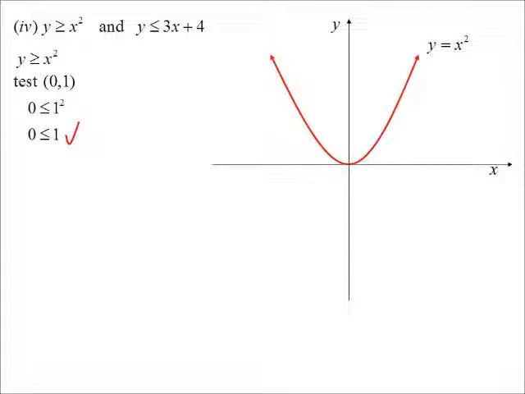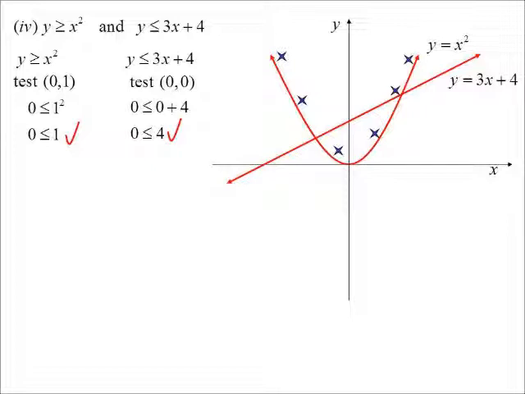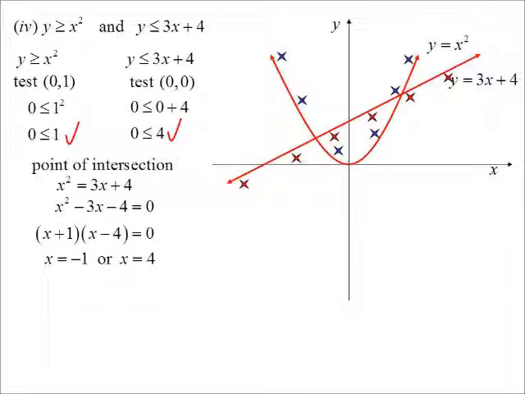But I'll just mark some points inside. So I know, okay, I'm inside. So I've got to put some blue crosses there. Now I'll draw the line in. And again, I'll test a point. This time I can use 0, 0. Oh, yes, of course it's important we find our points of intersection. So solve them simultaneously. And so our points of intersection would be minus 1, 1 and 4, 16. Okay, let's sub a point in. As I say, I can use 0, 0 this time. 0 less than or equal to 4. Yes, it is. So I'll pick a different colour.